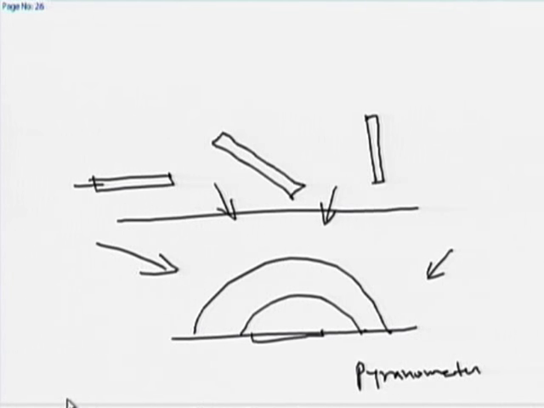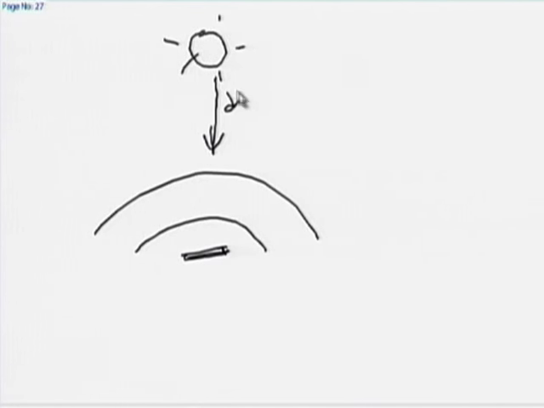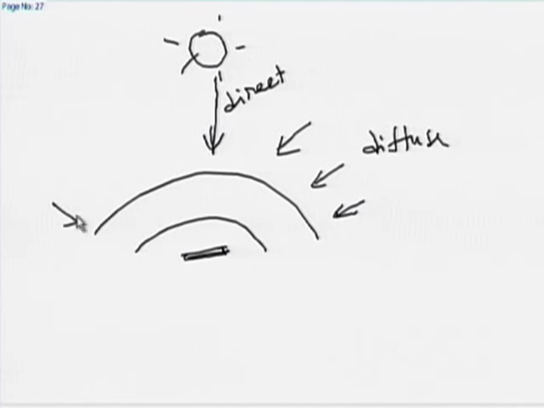Now, you want to only get the diffuse radiation from your pyranometer. So what you can do basically, if this is your pyranometer, this is the sensor, and if the sun is here, let's say your sun is here. When your sun is here, the direct light is coming from this direction. This is the direct light which is coming. In all other directions, you are getting the diffuse light, right? So this direction, this direction, this direction, you are getting the diffuse light.